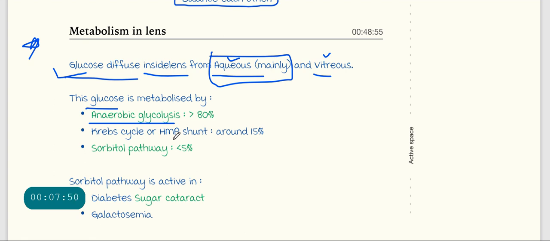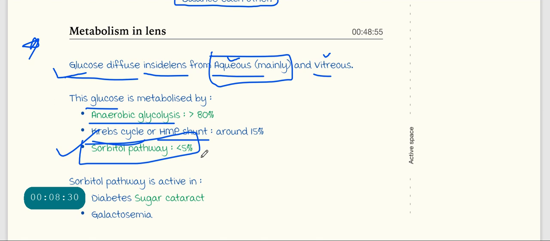Now another thing here is the Krebs cycle and the HMP shunt. Approximately 15% of the glucose is metabolized by the Krebs cycle or HMP shunt. Now the very important aspect of metabolism of glucose inside the lens is the sorbitol pathway. Less than 5% of the glucose is metabolized inside the lens by the sorbitol pathway.